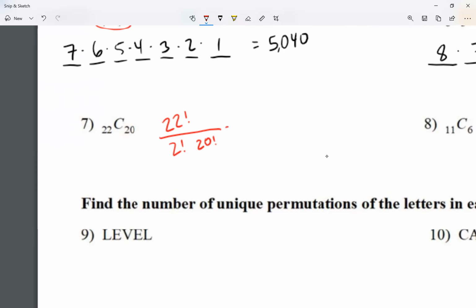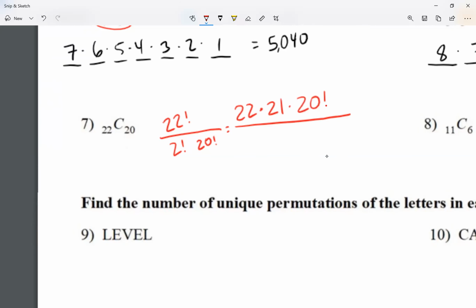So let's see how this looks. I can go 22 times 21 times 20 factorial. Why 20 factorial? Because I don't really want to write 20 times 19 times 18 times 17 all the way to 1. I stop at 20 factorial because I have a 20 factorial at the bottom already. So I'm going to cancel those groups out. Instead of going 20, 19, 18, and then canceling number by number, boom, I cancel all at once.